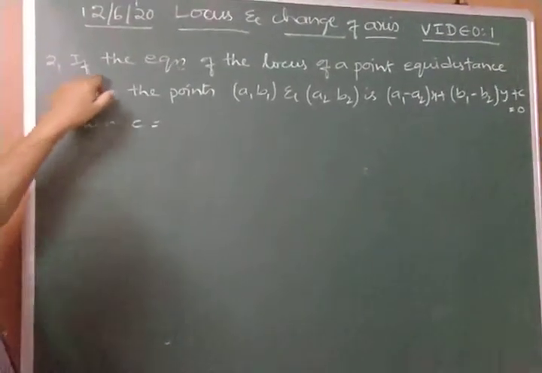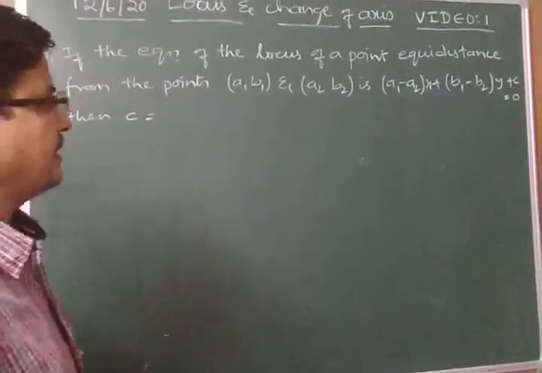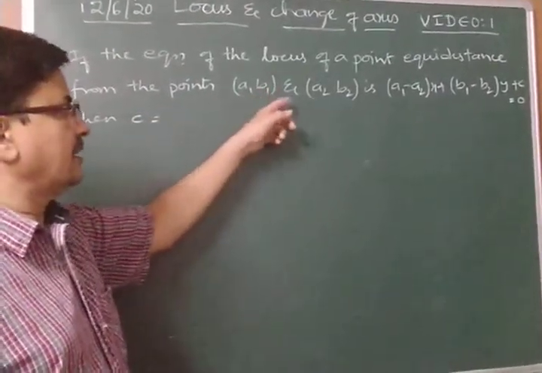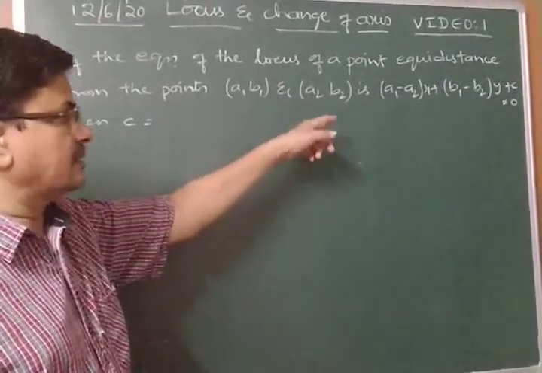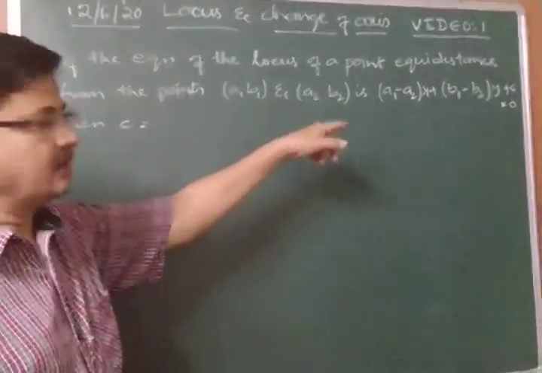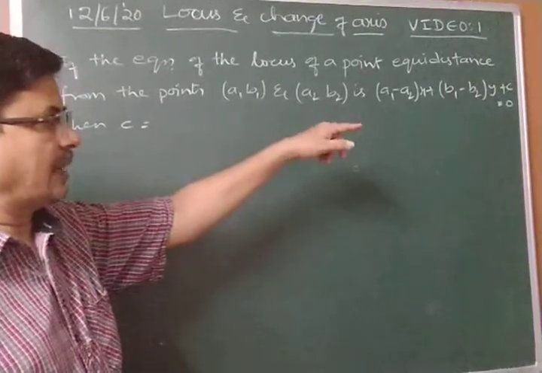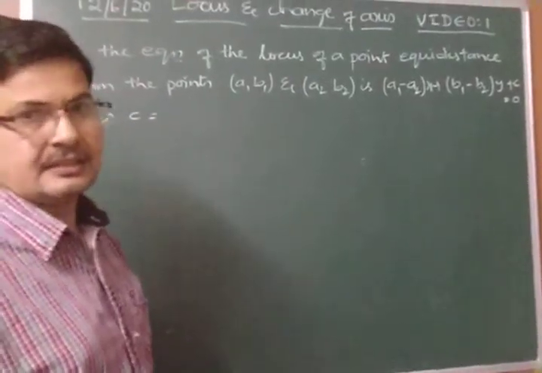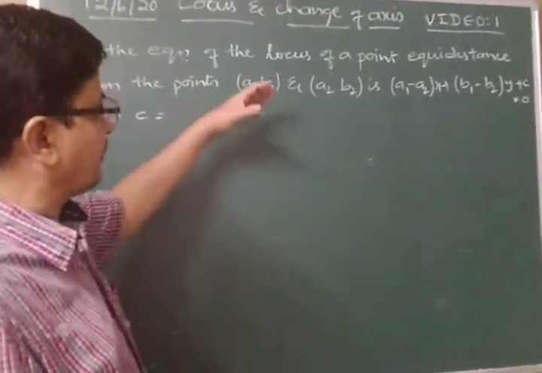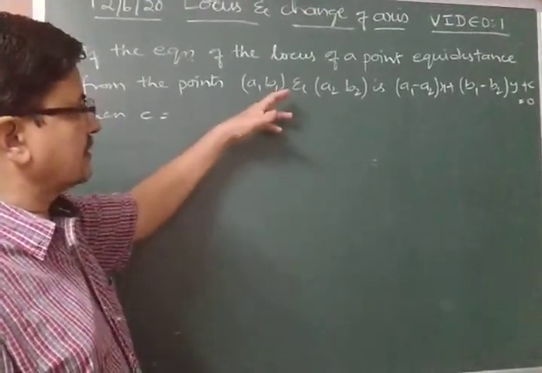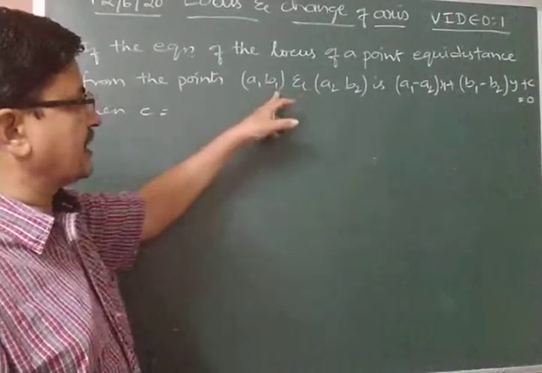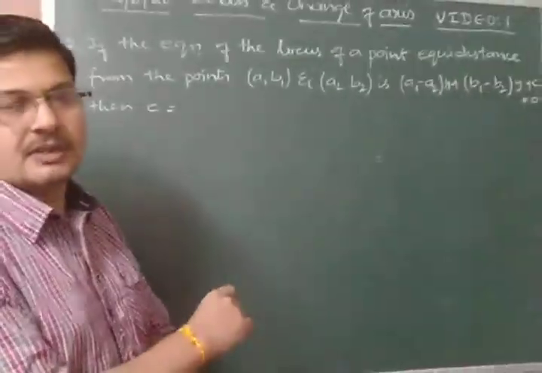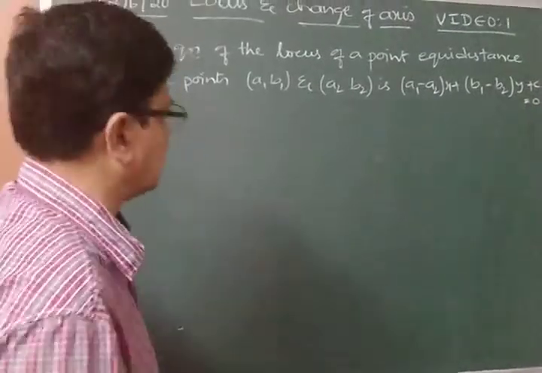Second question, if the equation of the locus of a point equidistant from the points (a1, b1) and (a2, b2) is (a1 minus a2) into x plus (b1 minus b2) into y plus c is equal to 0, then what is the value of c? That means if the locus of a point which is equidistant from these 2 points is like that, so what is the value of the constant c?